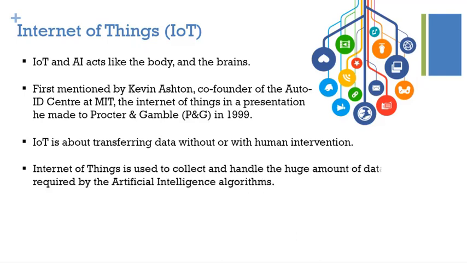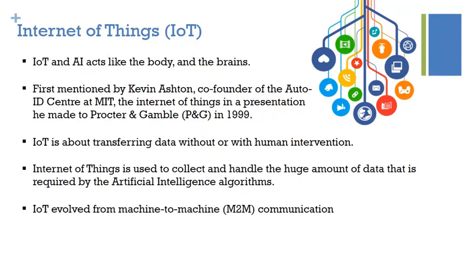Internet of Things is used to collect and handle the huge amount of data that is required by the artificial intelligence algorithms. In turn, these algorithms convert the data into useful actionable results that can be implemented by the IoT devices. IoT evolved from machine-to-machine (M2M) communication, machines connecting to each other via a network without human interaction. M2M refers to connecting a device to the cloud, managing it and collecting data.